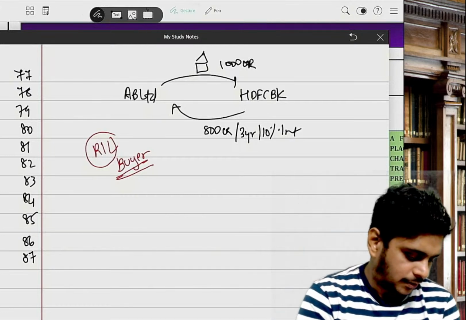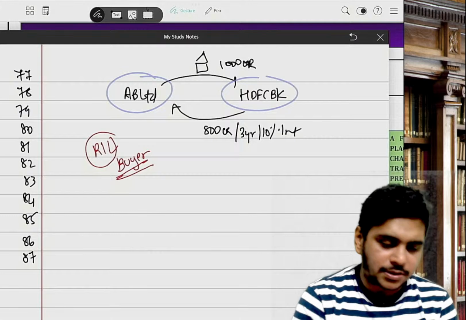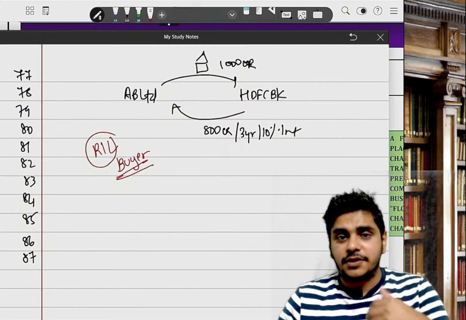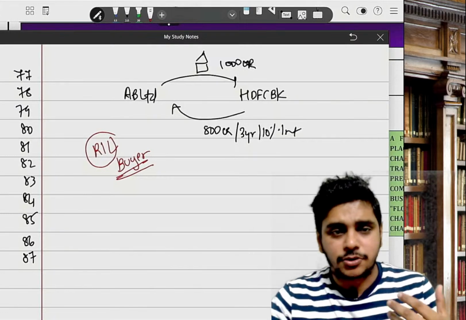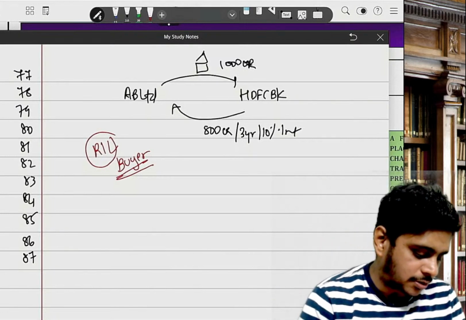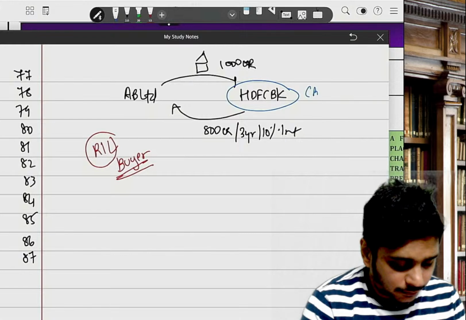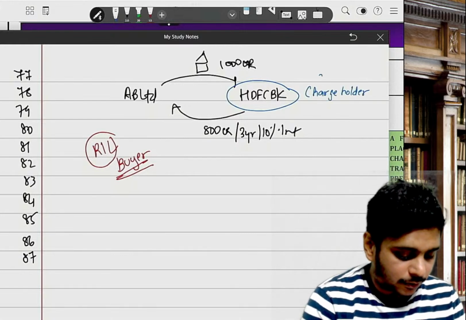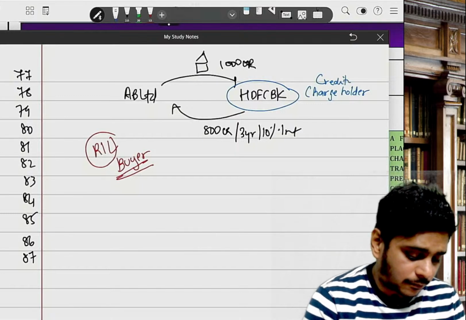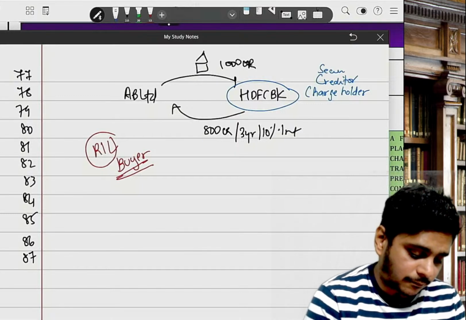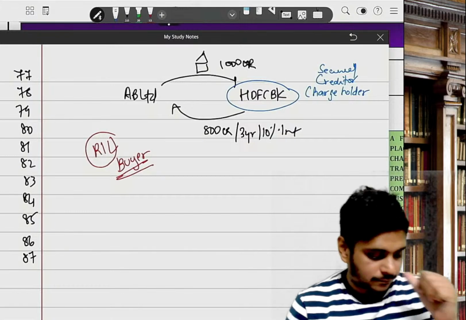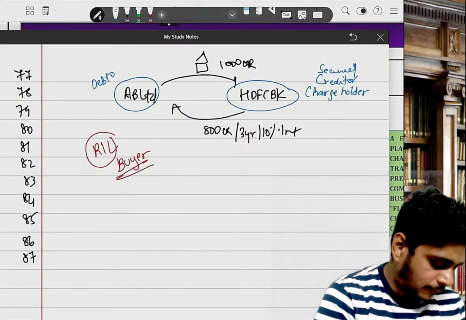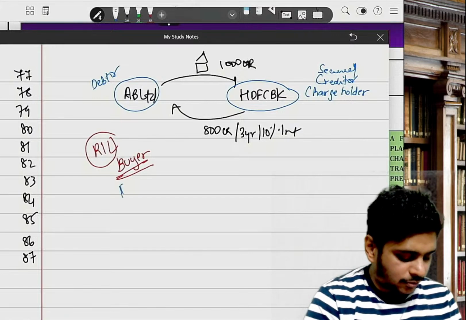AB Limited is taking a loan from HDFC Bank. The bank is giving the money. They are giving a secured loan because I have given a property. It's called a secured loan. So HDFC Bank is called a charge holder or a creditor. Which creditor, sir? Secured creditor. AB Limited would be called a debtor and Reliance would be called a purchaser.